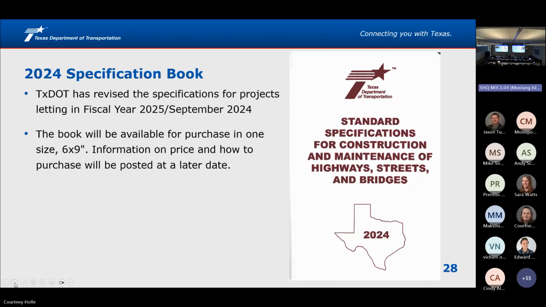I think everyone knows the new spec book just came out. It's very beautiful colors, maroon and white. We received copies on Monday. I looked at the website, and it still didn't have the information on how to purchase those.